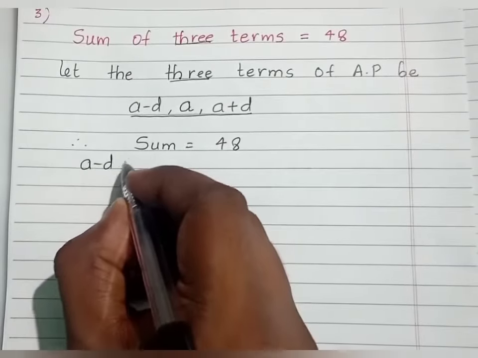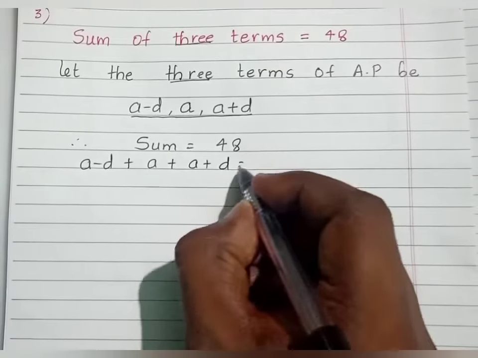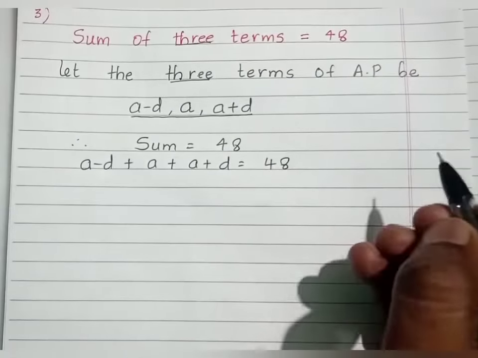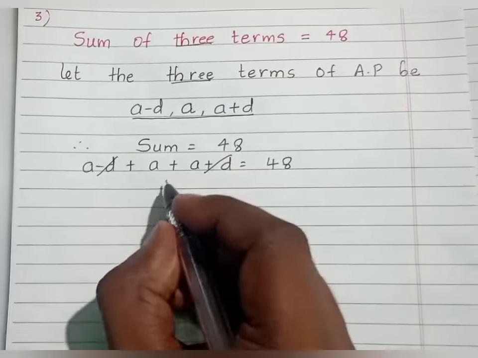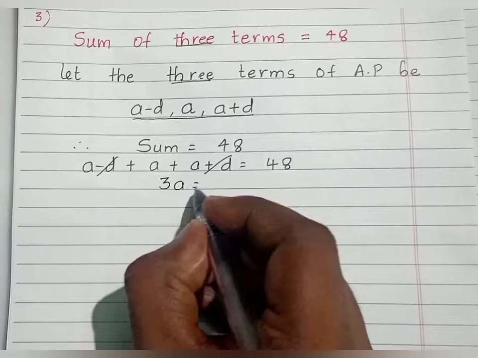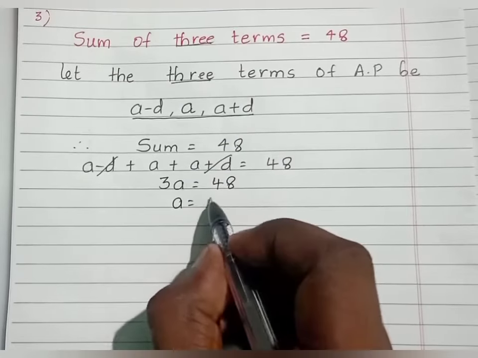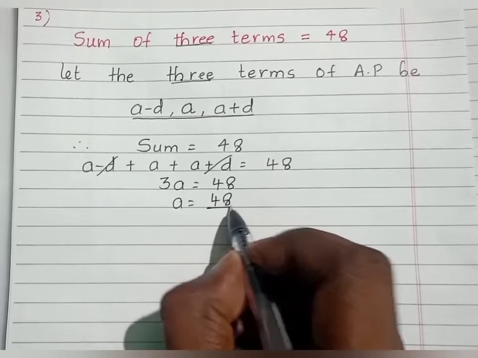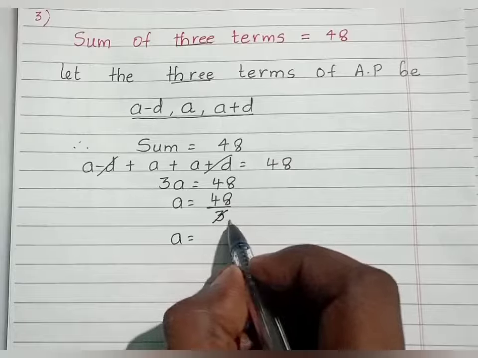a minus d plus a plus d equals 48. Now plus d minus d will cancel out. Now the remaining term is a plus a plus a equals 3a equals 48. a equals 48 divided by 3. a equals 48 divided by 3 will give you 16.